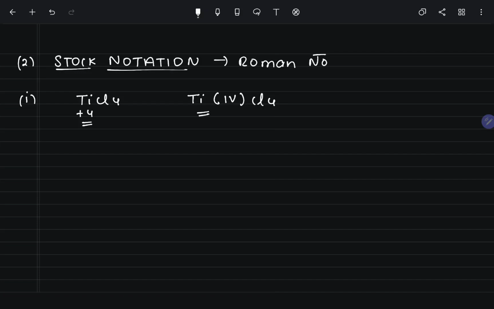Only this much. That's all. If they're given, you have to check this value and write it in Roman numbers. Very, very simple. I'll give you the second example for your more understanding. So MnO. They have given Mn value as +2. So what you have to do? Just write Mn as it is, bracket this value in Roman number, close the bracket and O. That's all. This is the answer.